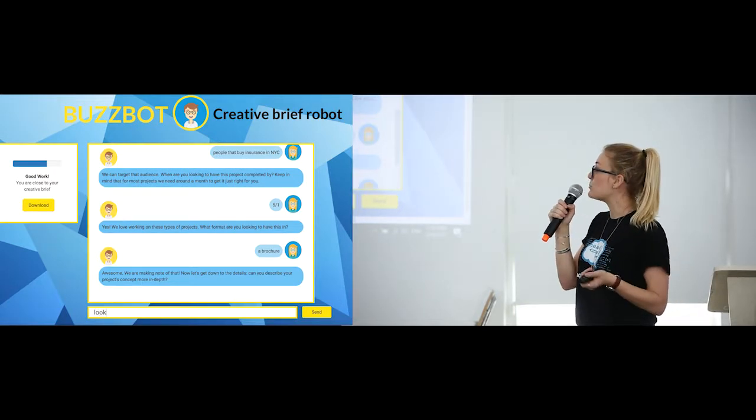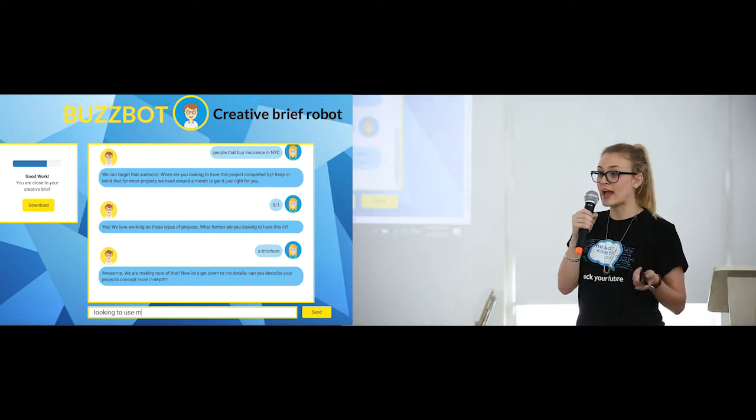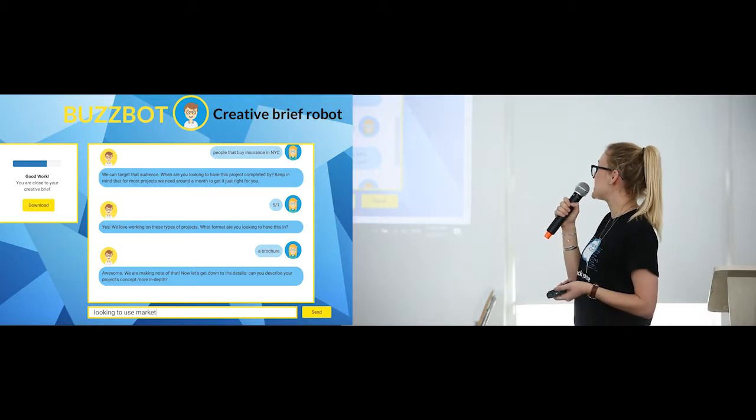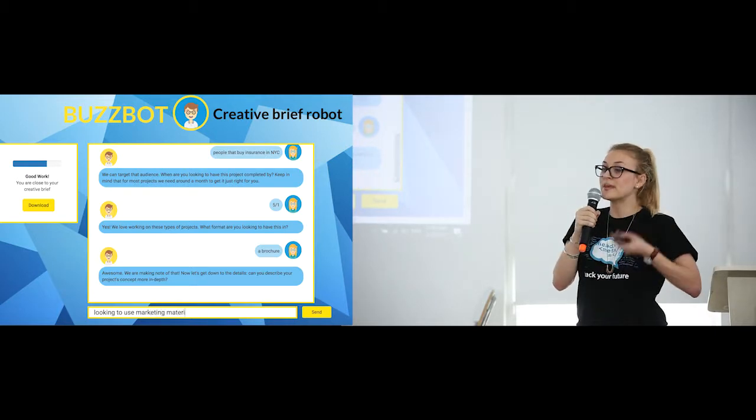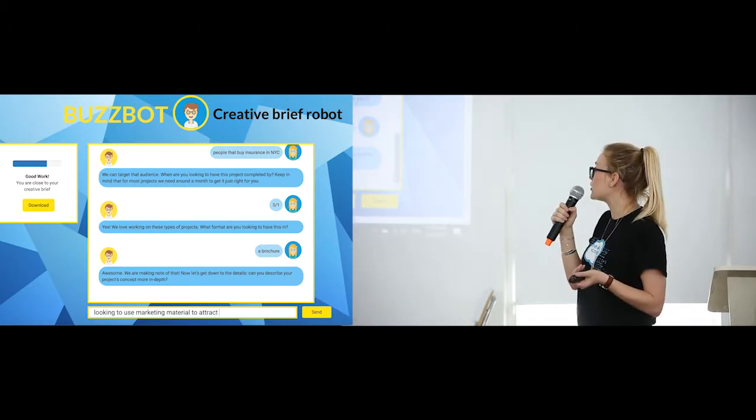In addition to that, because this is a work in progress, we're currently integrating APIs so that when a client types in something like, they want something happy and modern, it will actually connect to the API and return photos and color palettes.